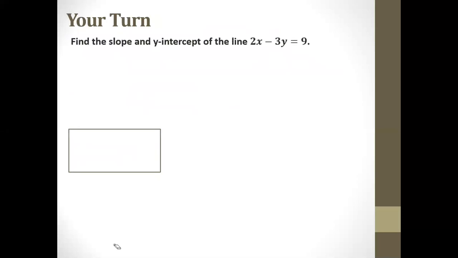Now you try an example. Find the slope and the y-intercept of this line with the equation 2x minus 3y equals 9.